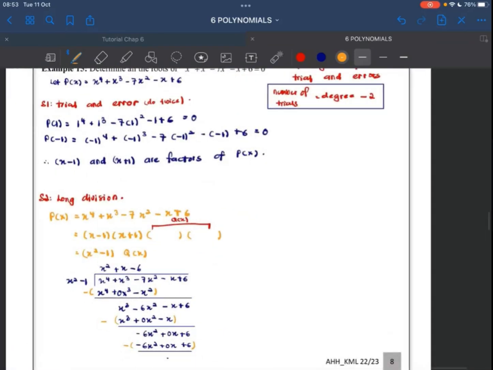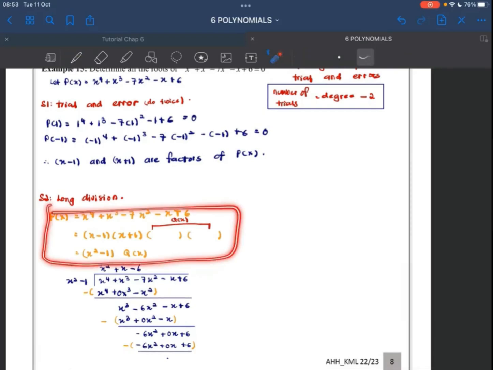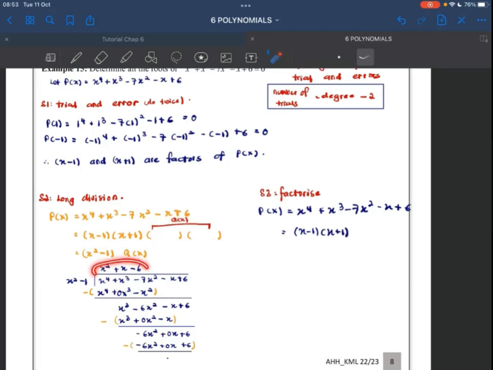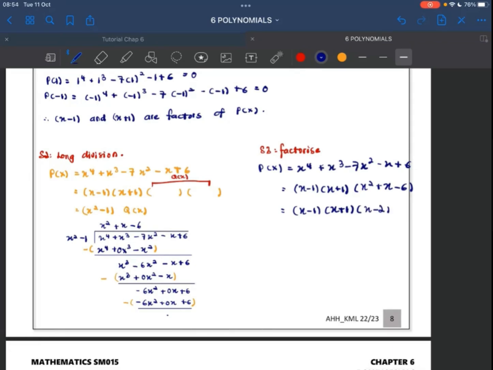Okay, I hope all of you can do the long division here. Alright, so we go to our last step. The last step is to factorize. We have Px equals x4 plus x cube minus 7x square minus x plus 6. The first 2 factors are x minus 1, x plus 1 which we got from trial and error. And then our Qx is here, x square plus x minus 6. So factorize everything. This one gives us x minus 2, x plus 3.